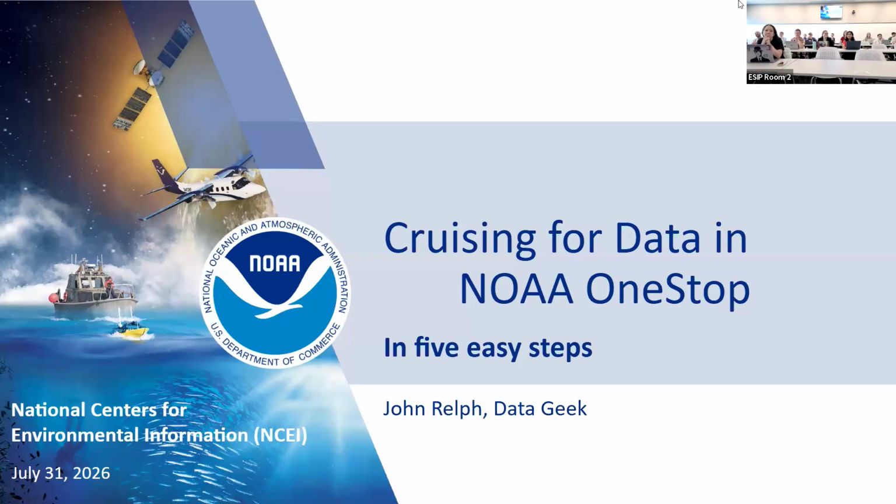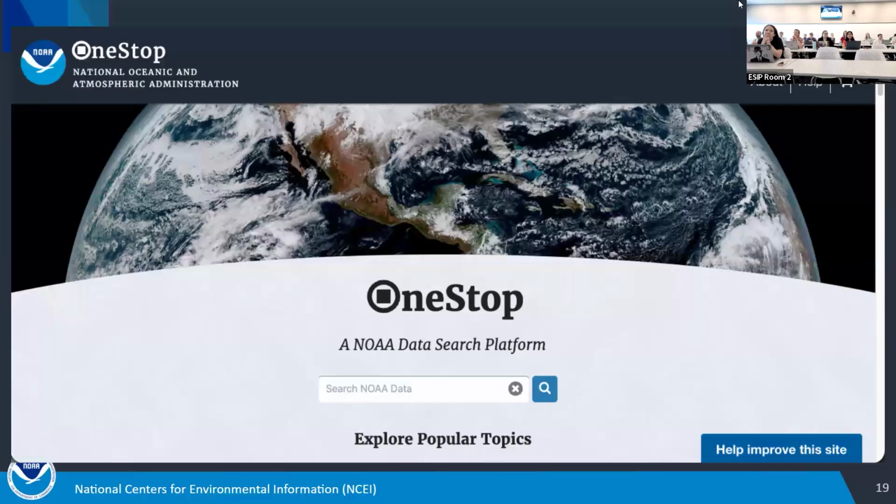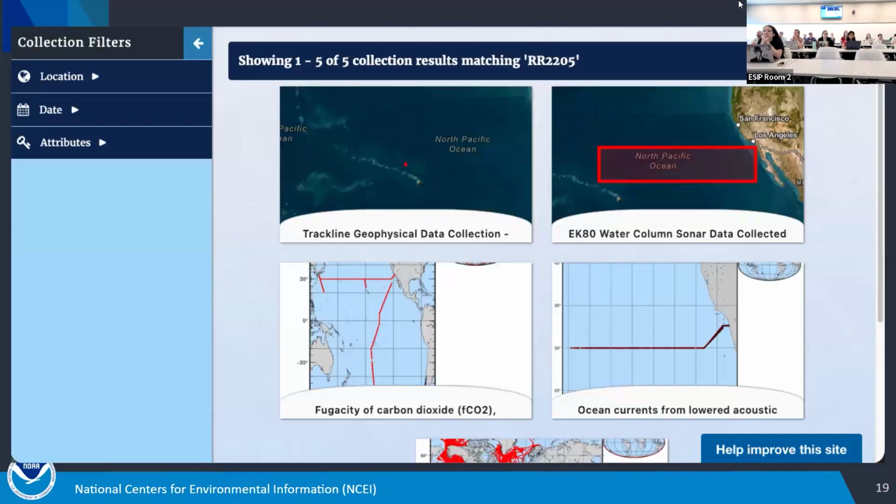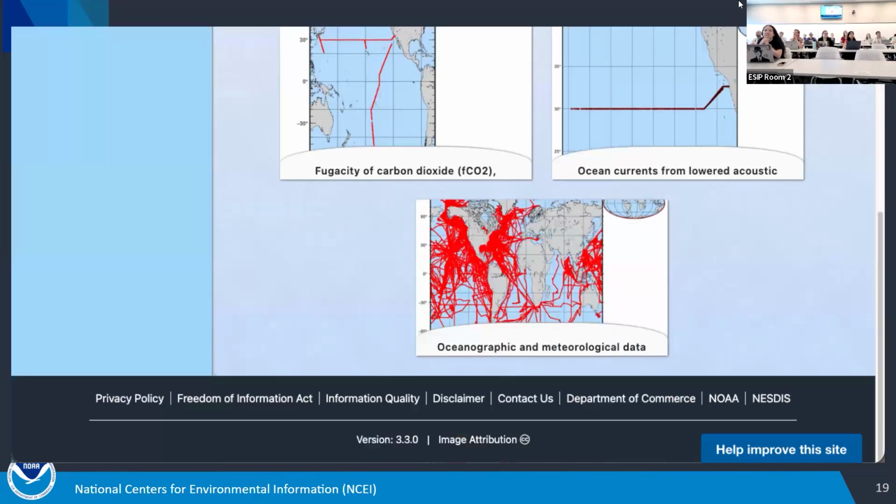So I got a request to remove some data from a data set, and that made me think about this cruise on the Roger Revelle, RR 2205. So I want to find all the data for that cruise. I go to One Stop, I type in RR 2205, and I get a list of results. And look, there's some geophysical trackline data and some other stuff. What I'm really interested in is cruise data, and that's this one at the bottom, which I couldn't get a screen snap of.